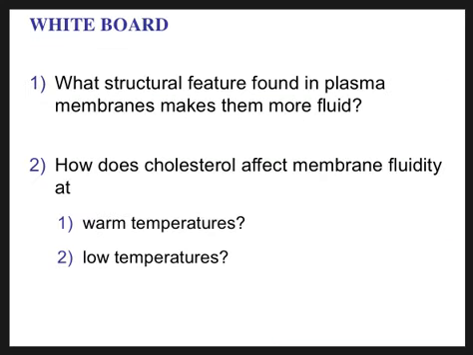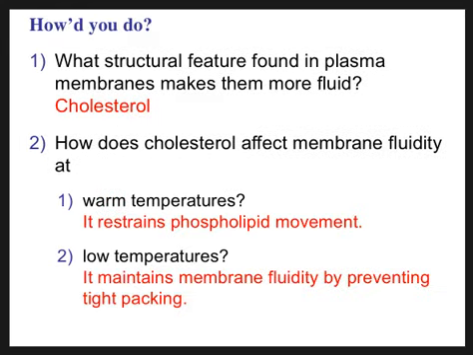Okay, so there you go. Just like I said, what structural features are found in a plasma membrane that makes them more fluid? And then how does cholesterol affect membrane fluidity at, number one, warmer temperatures, and number two, lower temperatures? So pause your video, answer your questions. I'm going to give it a count of 5, and then I'm going to flip to the answers. Okay. There are your answers.